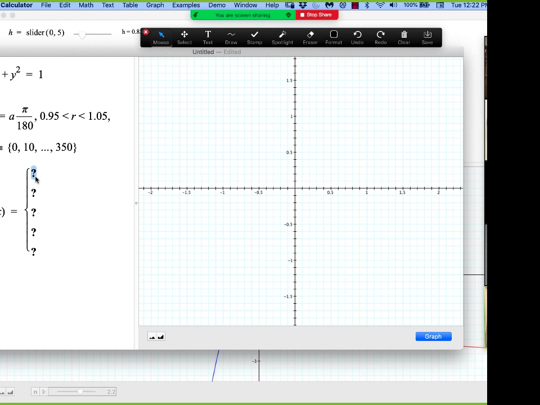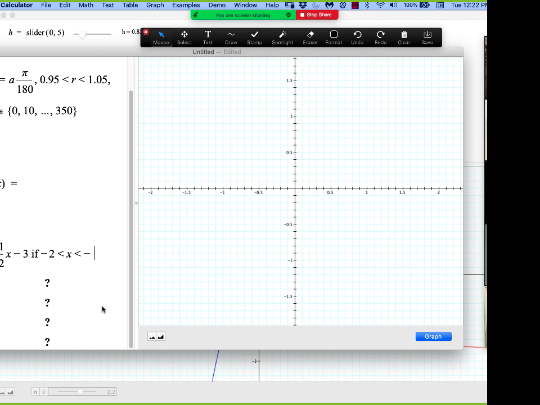All right, so here's what we do. We're going to say we want f of x to be x squared, or no, let's say 1/2 x minus 3. And so then you can write if what? So the idea of a piecewise function is for different parts of the domain, you're graphing a different function. So let's say this is from -2 to negative 0.5.